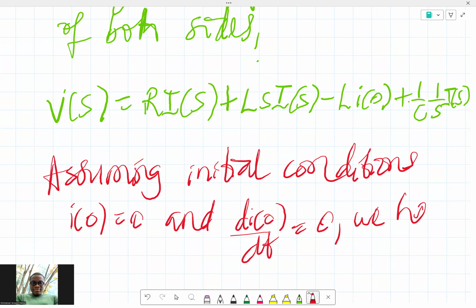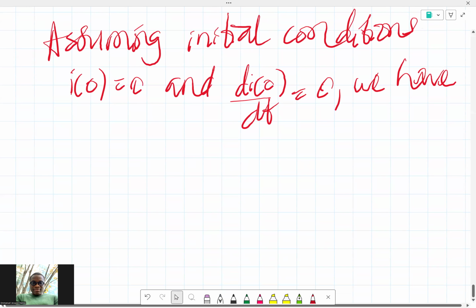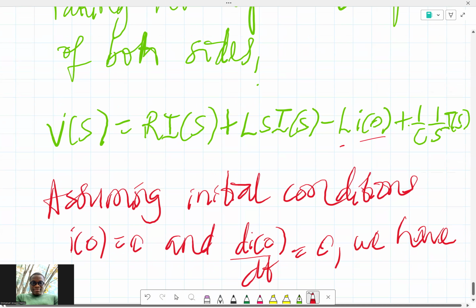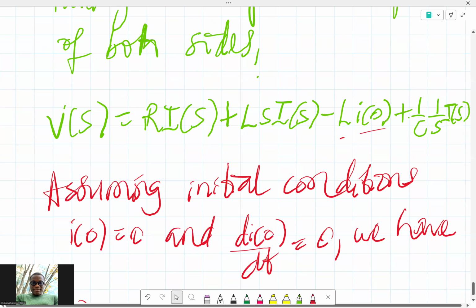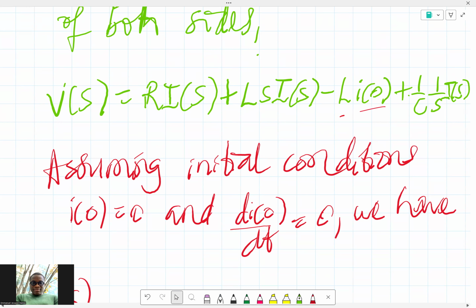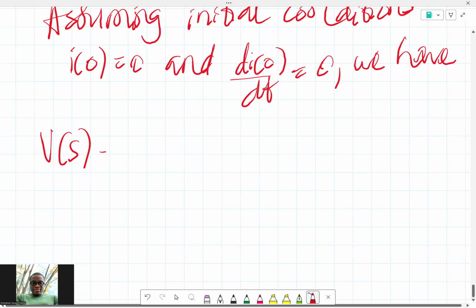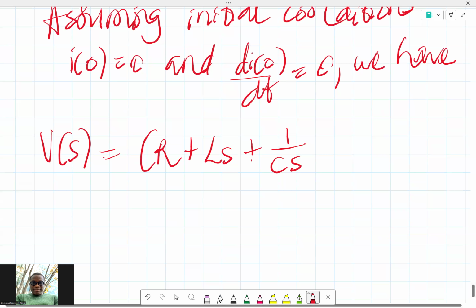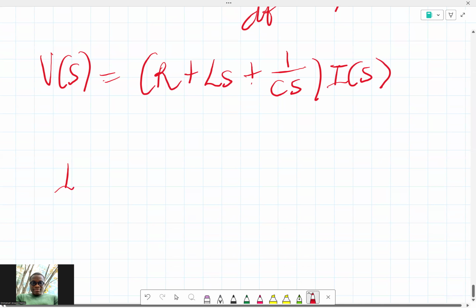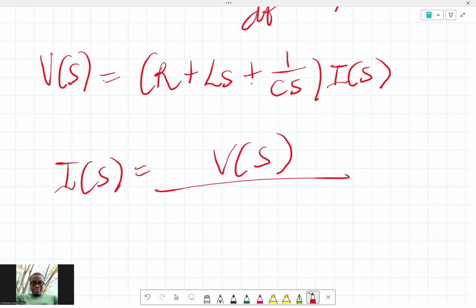We have V of S. So in that case now, this will be gone, right? And we have I of S running across R, L, and C. So if you factor out I of S, we have R plus LS plus 1 over CS. So V of S now will just be R plus LS plus 1 over CS, then I of S out here, so that I of S will now be V of S all over that.